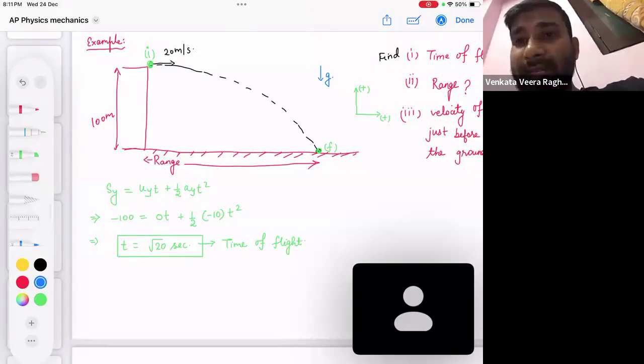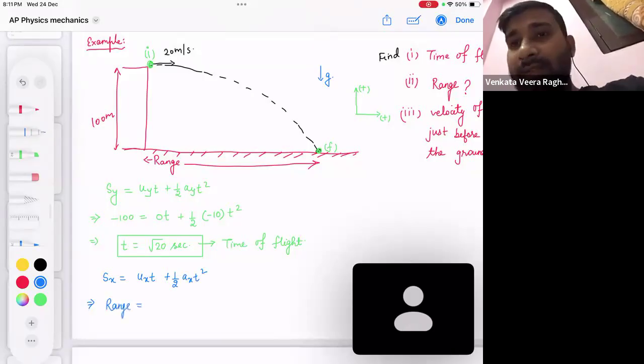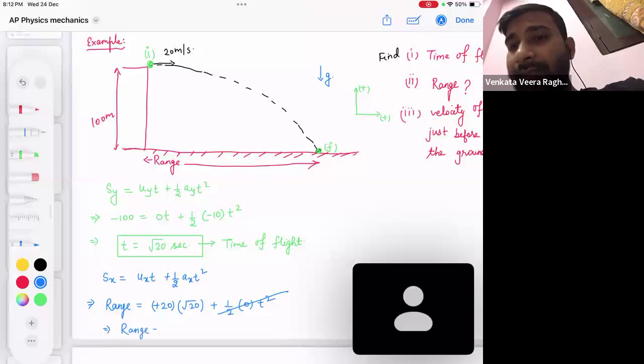Range means how much the particle moved in the horizontal direction. So let's apply Sx = ux into t plus half ax into t square. What is the displacement in x, which we have to find out, which I have called the range. Initial velocity in x is plus 20. How much time has the particle taken? Root 20 into, sorry, plus half. There is no acceleration in x direction, so that part will become 0.